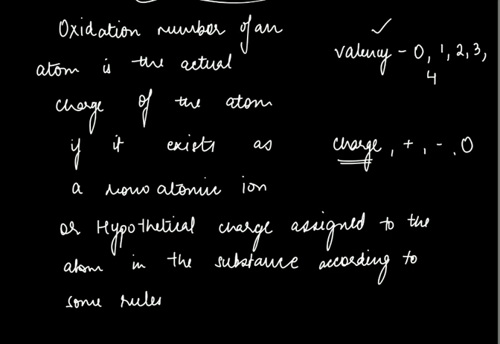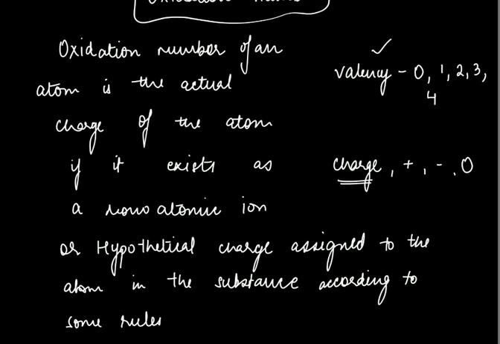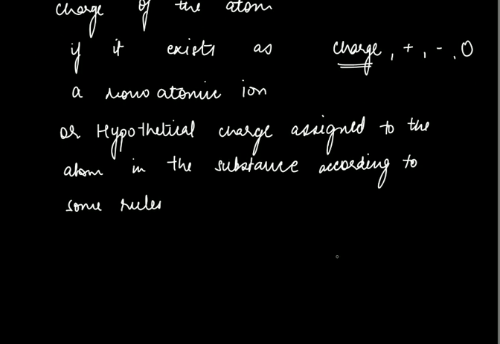So, what do we understand by this? Oxidation number of an atom is the actual charge of the atom if it exists as a monoatomic ion. So, let's take an example of a monoatomic ion, sulfide. We can even say Na plus. Sulfur has a minus 2 charge, and the oxidation number here is going to be minus 2 for this sulfide ion. Sodium's oxidation number is going to be plus 1.